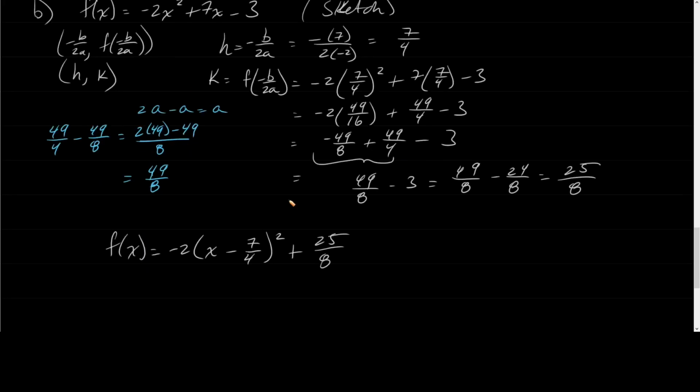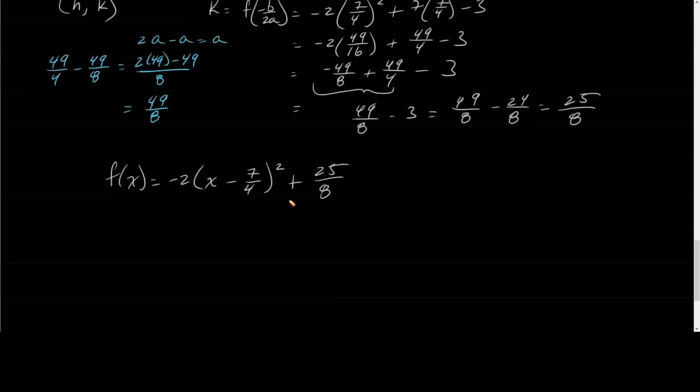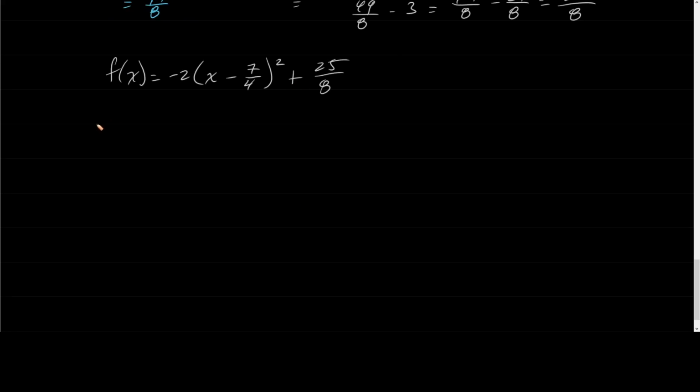From there, what we can say is that our a is less than 0. Let's rewrite that. Our a being equal to -2, which is less than 0, means we have a parabola facing downwards. Our axis of symmetry is x is equal to 7/4, and our vertex is at 7/4, comma 25/8.